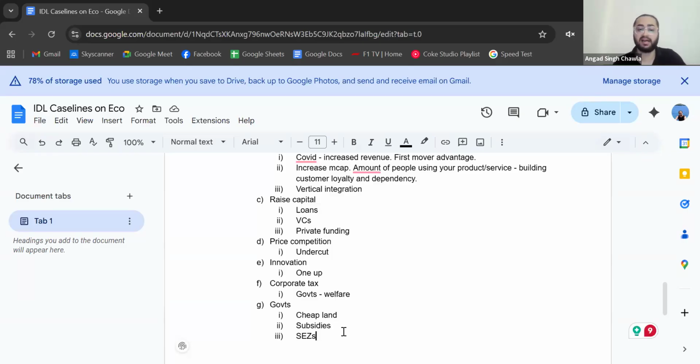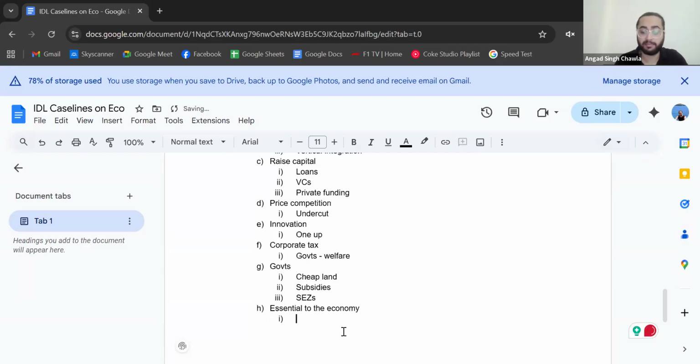Most of these companies are quite essential to the economy. Why? Because they give employment. Basically, they become the complementary, supplementary employment creation for the government, which means that governments don't have to take the expenditure of creating that employment for these people. You have so many people engaged in MNCs right now.